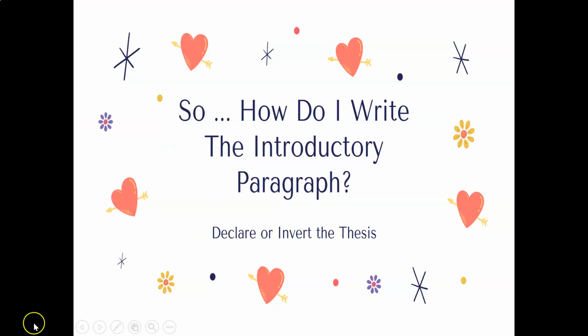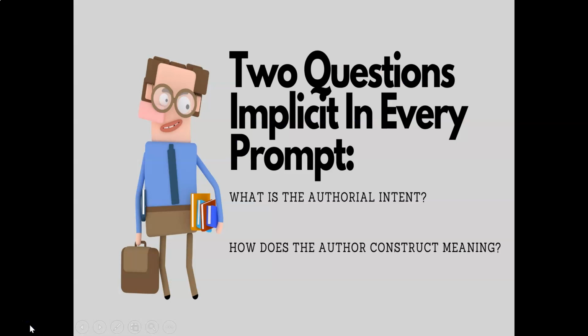So the question that immediately gets posed is, how do I write the introductory paragraph? And my answer is always tacit for that. You can declare or invert the thesis. So let's break that down. When we create a prompt, especially if we're looking to get literary analysis and not something that reads like a Cliff Note summation or a book report or something that's super plot summative, there's two implicit questions that are asked in every prompt. What is the authorial intent, and how does the author construct meaning?